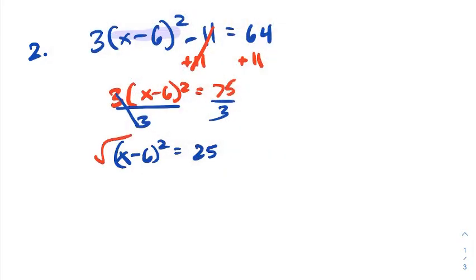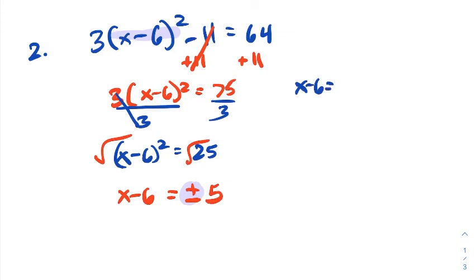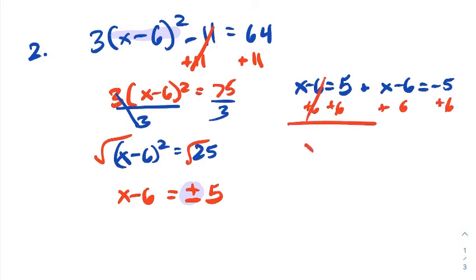Next step, take the square root of both sides. So we end up with x minus 6 equals plus or minus 5. Again, can't forget the plus or minus. Now we develop our two equations, and we have x minus 6 is equal to our positive 5, and x minus 6 is equal to our negative 5. We continue, we add 6 to both sides here. We get x equals 11 and x equals 1. Our two answers.